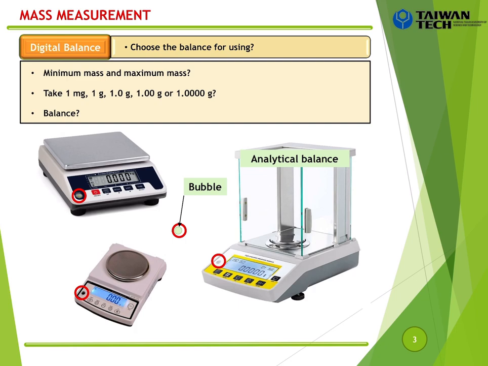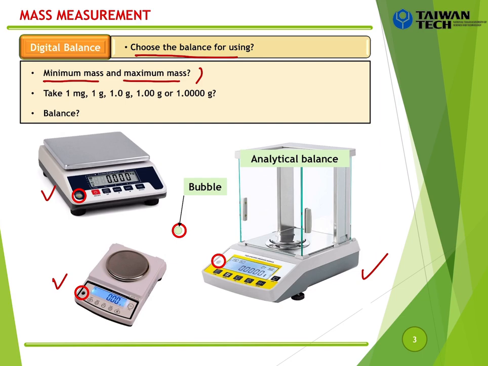When we consider the digital balance, how do you choose the balance to use? Because when you come to the lab you may have this kind of balance, so which one will you choose? The first thing you should consider is the mass of the object or chemical you want to use, because each balance has a minimum mass and a maximum mass. If your mass is lower or higher than this range, then you cannot use it for your measurement. That is the first one.